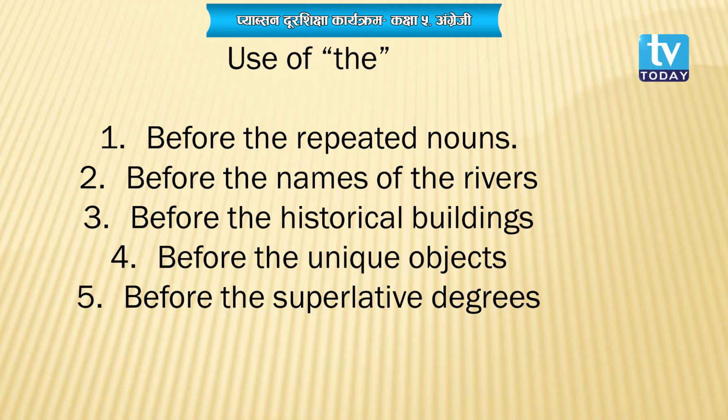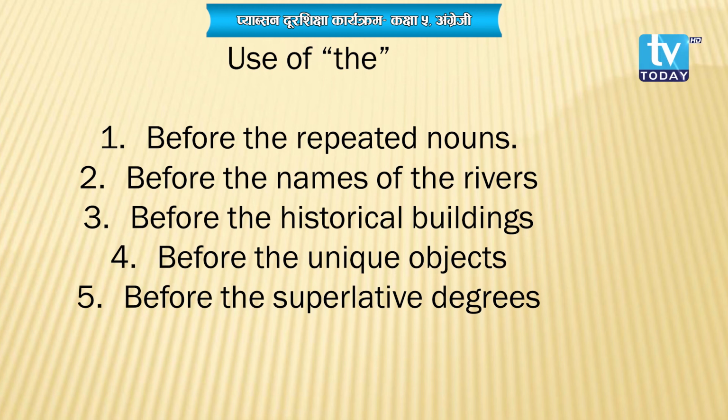The next one is number 3. It's before the historical buildings. Have you heard about Taj Mahal? Okay. If you have heard about Taj Mahal, then generally the name of the historical building is used or written with the article: the Taj Mahal, the Narayan Hiti Royal Palace. They are the identification that they are single in number, they are specific, or they are special.